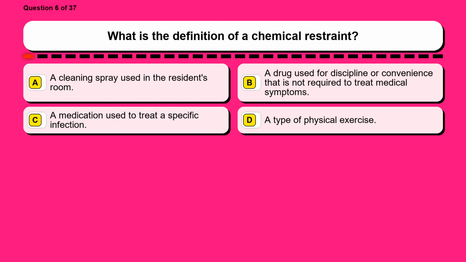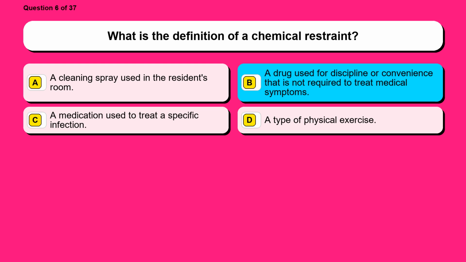Question 6. What is the definition of a chemical restraint? Option A. A cleaning spray used in the resident's room. Option B. A drug used for discipline or convenience that is not required to treat medical symptoms. Option C. A medication used to treat a specific infection. Option D. A type of physical exercise.